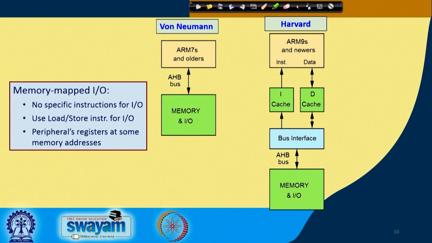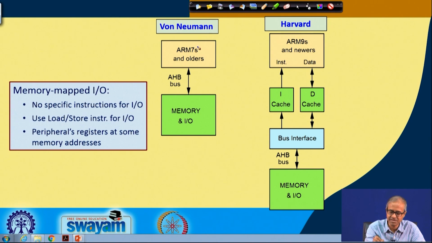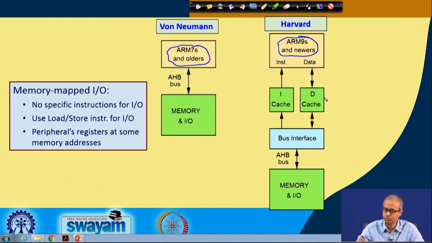Now, talking about von Neumann and Harvard architecture, I already talked about earlier. ARM 7 and the even older processors were based on von Neumann. There was a single memory, and ARM 9 and the later processors have two separate memories, instruction memory and data memory. And inside, there is also a separate instruction cache and data cache.